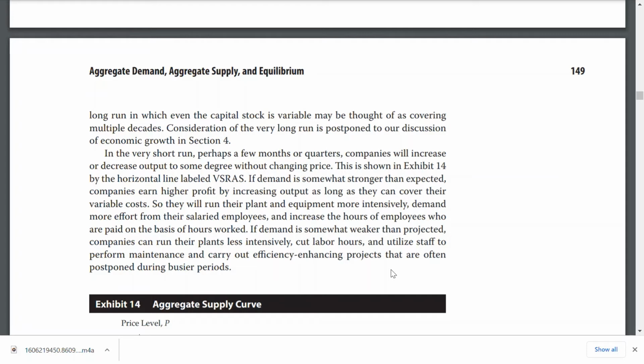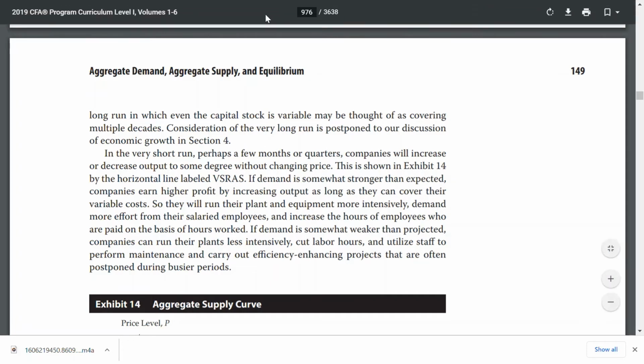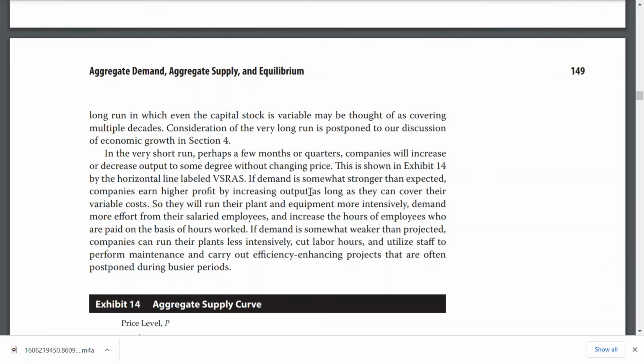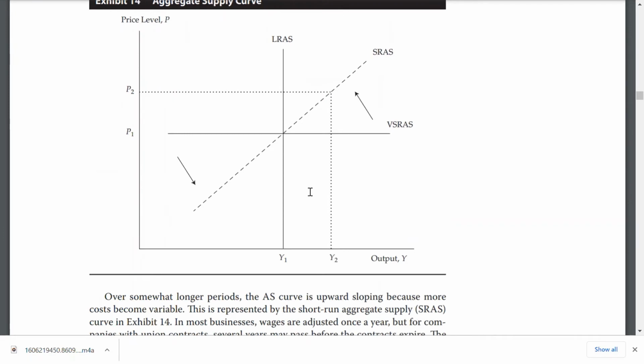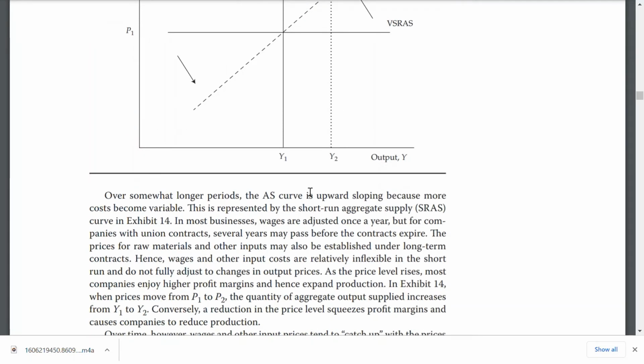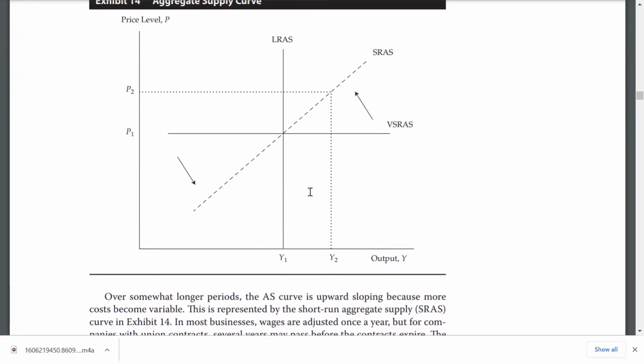If demand is somewhat weaker than projected, companies can run their plants less intensely, cut labor hours, and utilize staff to perform maintenance and carry out efficiency-enhancing projects that are often postponed during busier periods. Okay, so this is what the aggregate supply curve looks like, with the VSRAS curve as a horizontal line.